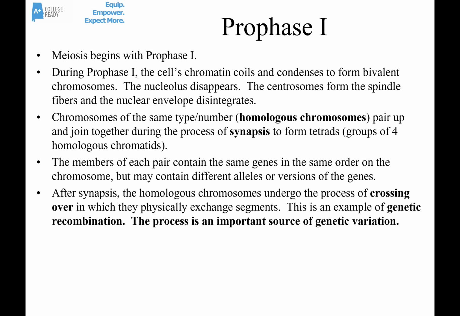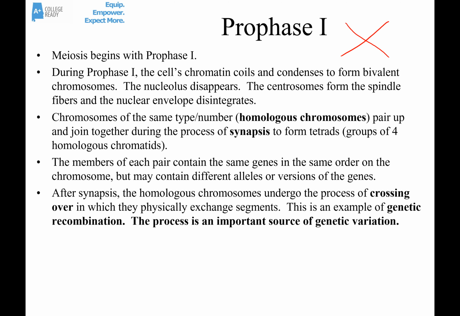The very first stage of meiosis is prophase 1. During prophase 1, the events that happen in prophase of mitosis also happen. So the cell's chromatin, its DNA, coils up, condenses to form chromosomes. They're going to be bivalent chromosomes, so they're going to look like X's. The nucleolus disappears, and the centrosomes form the spindle fibers. Also, the nuclear envelope begins to disintegrate.